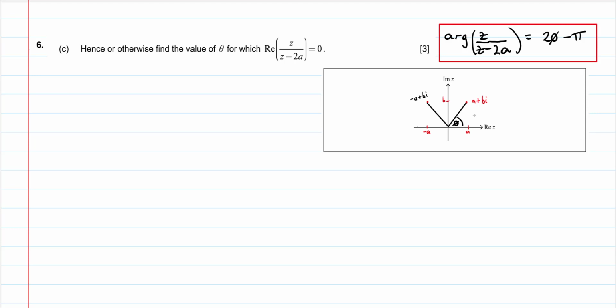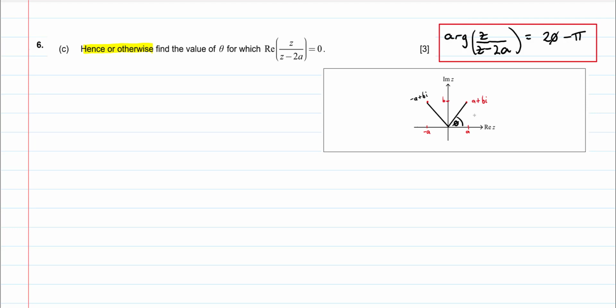Question 6c. Hence or otherwise, find the value of theta for which the real part of z over z minus 2a is equal to 0. So when we see something like this, hence or otherwise, we most likely want to make use of information that we've found out in the previous parts of the question. So I've put some of that information out to the side here.